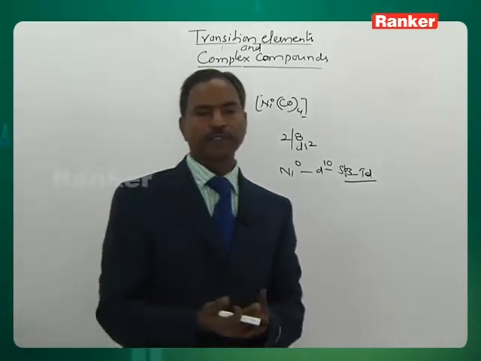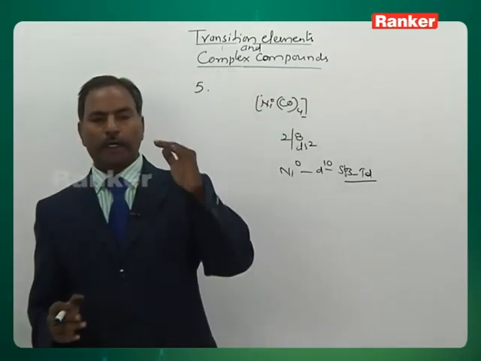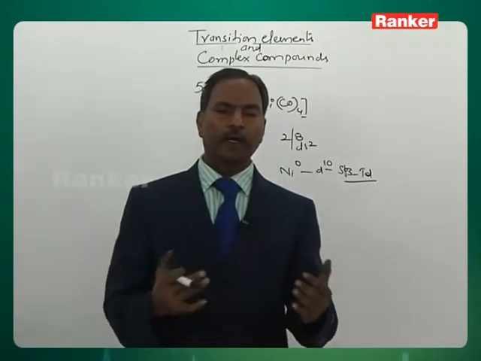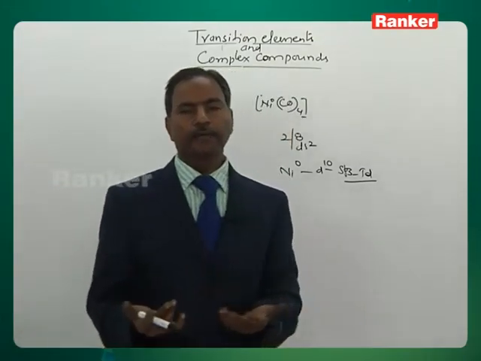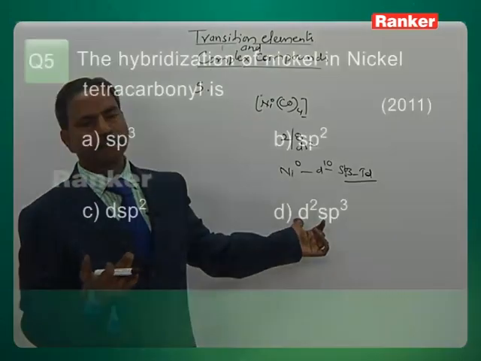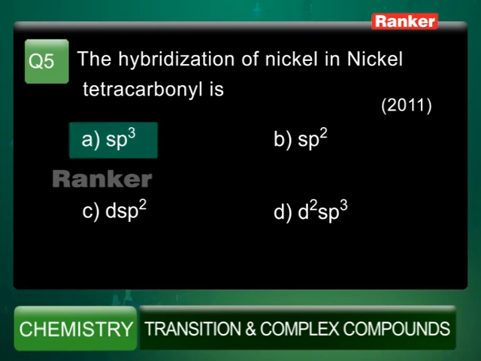So let us see the options now. The nickel tetracarbonyl complex is sp3 and tetrahedral. So the hybridization of nickel in nickel tetracarbonyl is definitely sp3. So the answer is A.